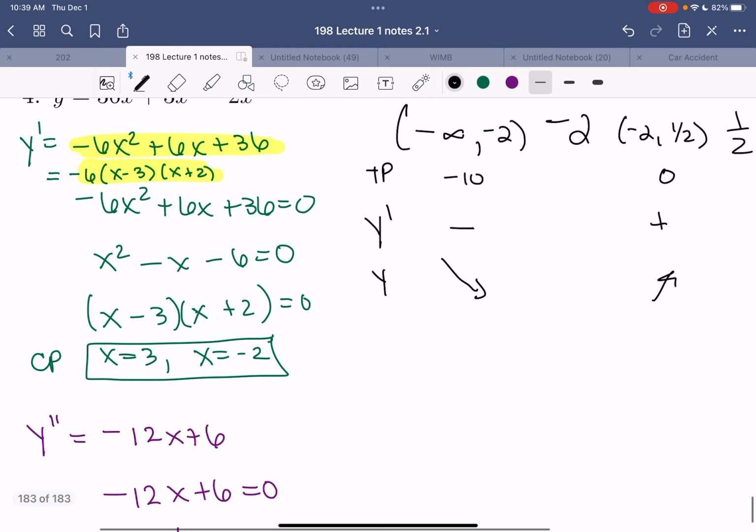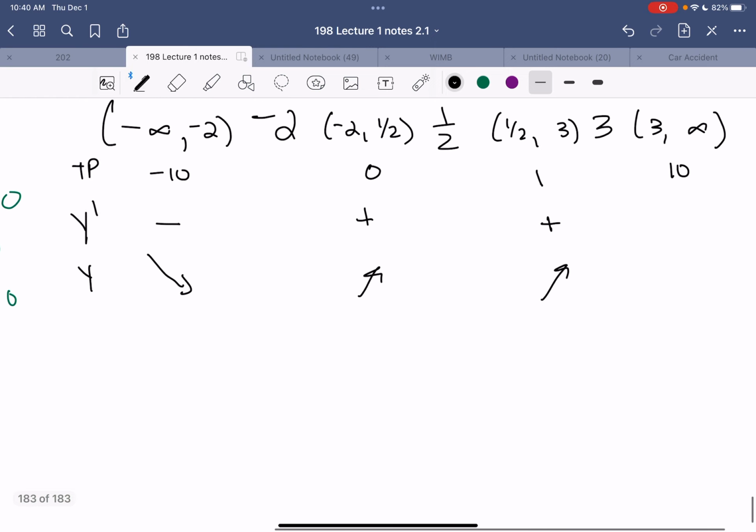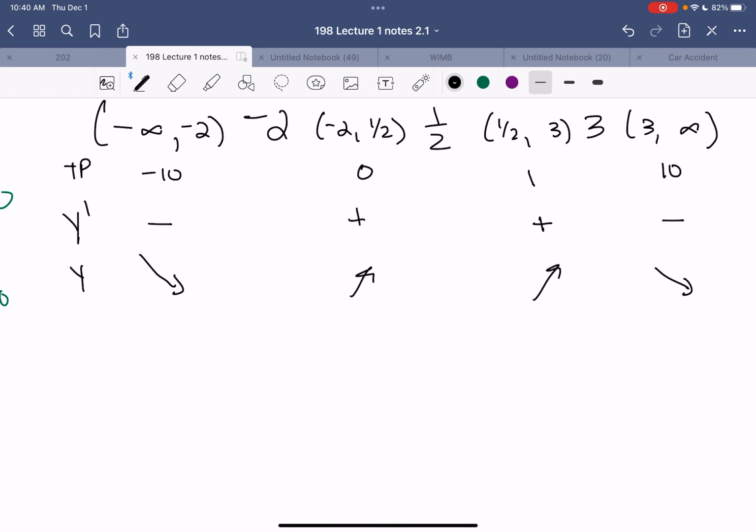And then I'm plugging in 10. So negative 6 times 2 positive numbers give me something that's negative, so it's decreasing. That means I've got a local min here and a local max over here.